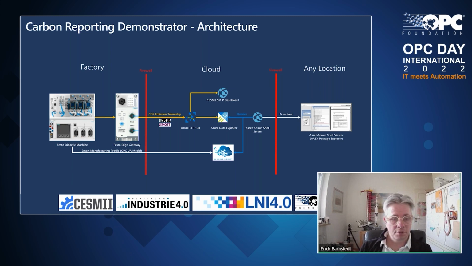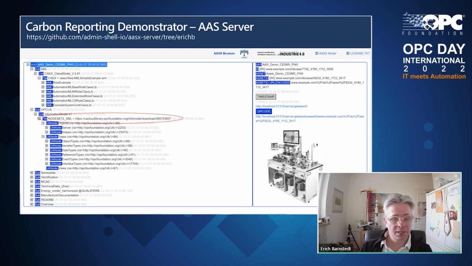As already mentioned in the previous talk, here's the link again. An asset admin shell server can obviously query the CloudLibrary. So you don't need to put the whole OPC-UA information model directly in the asset admin shell, but you can just add a reference to it and then download it when you're viewing, reading and parsing the asset admin shell.